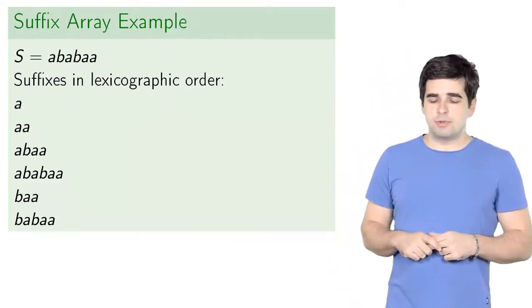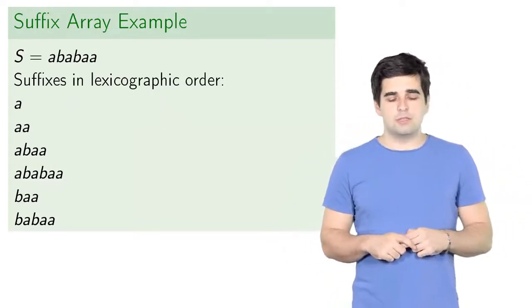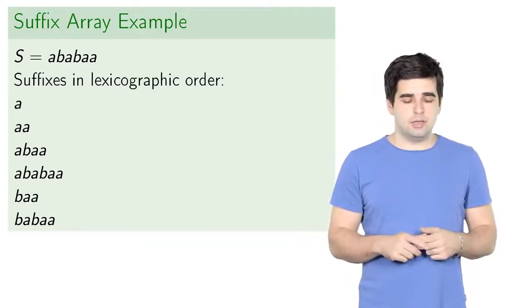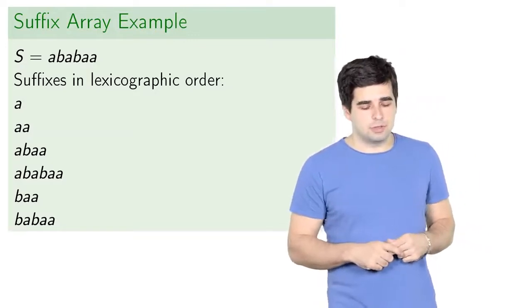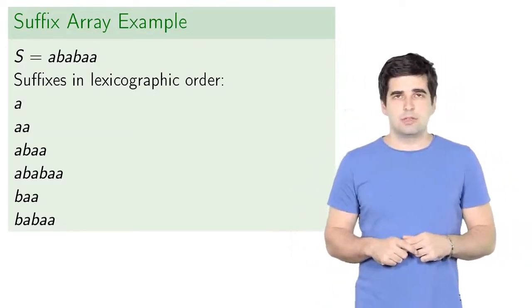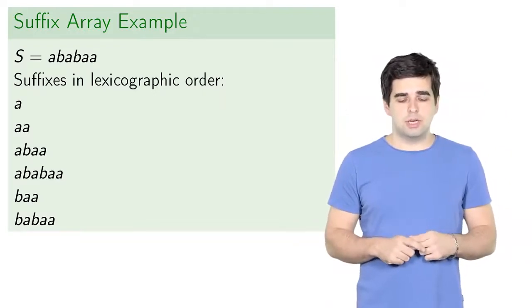And here is an example of a suffix array. We have a string S, and all the suffixes ordered in lexicographic order are A, AA, and so on. There are exactly 6 suffixes, because the length of the string S is 6, and so we have 6 different suffixes.